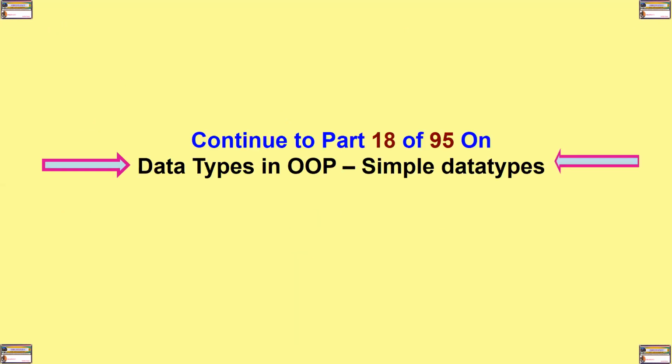And with that, my dear students and the rest of the learners, we have come to the end of part 17 in this series. You can continue to part 18 of 95 in this series, where I will explain about data types in object-oriented programming, beginning with the simple data types.